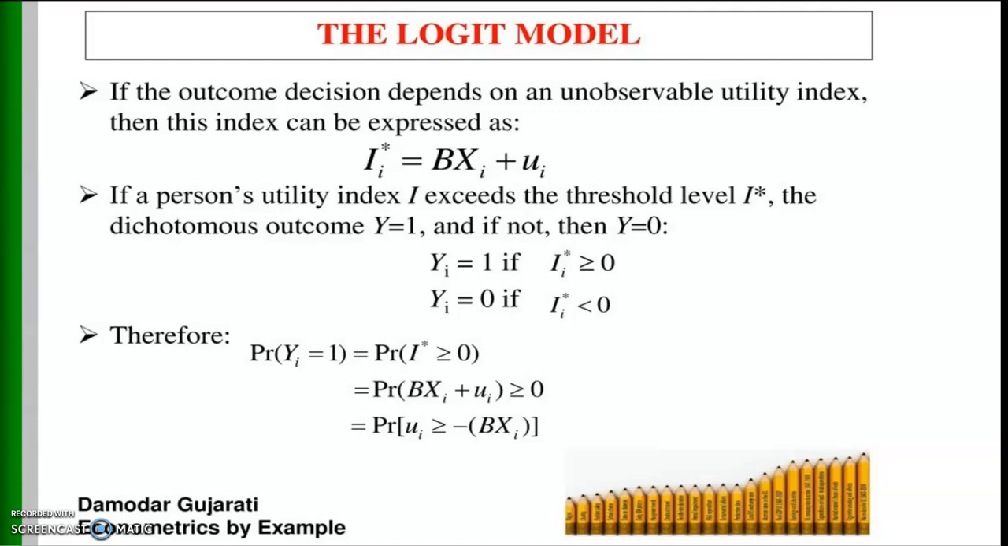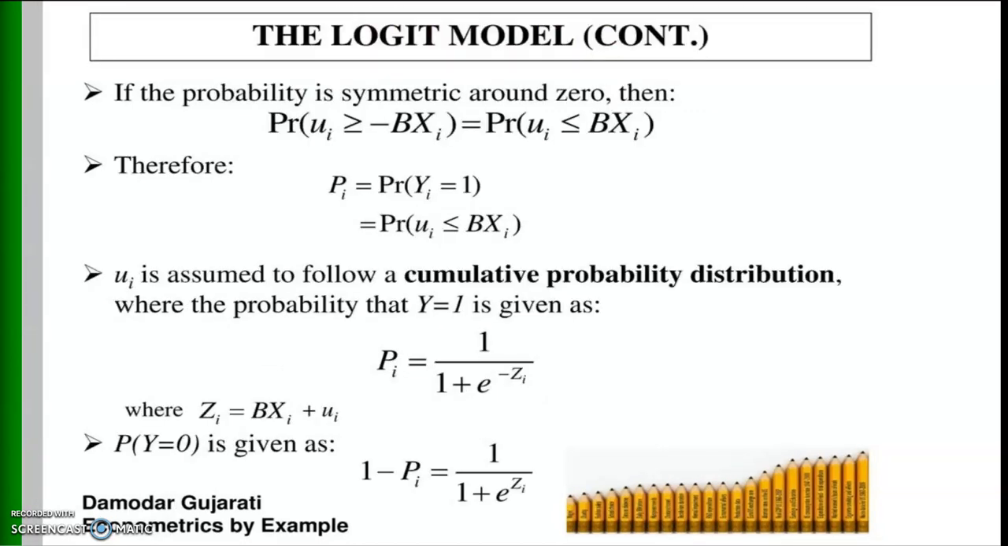So we can say yi is equal to 1 if I star is greater than or equal to 0, and yi is equal to 0 if I star is less than 0. Therefore, the probability of y equals 1 is the probability of I star greater than or equal to 0, and so on. If the distribution is symmetric around 0, then the probability that ui is greater than or equal to minus bx is equal to the probability that ui is less than or equal to bxi.